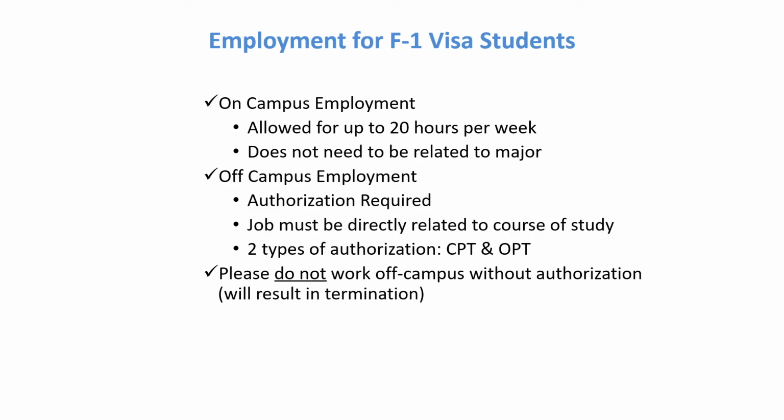Employment. Employment for F1 visa students. On-campus employment is allowed for up to 20 hours per week. It does not need to be related to your major. For off-campus employment, authorization is required, and the job must be directly related to your course of study. There are 2 types of authorization: CPT and OPT. Please do not work off campus without authorization. If you do, your student visa will be terminated.